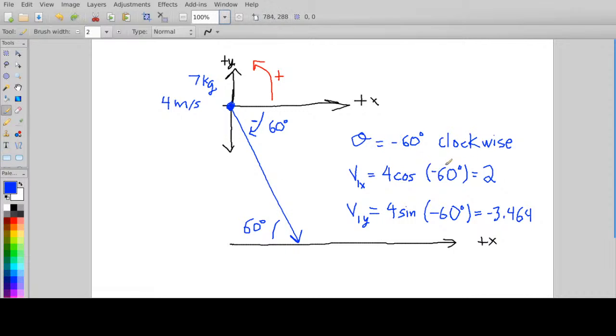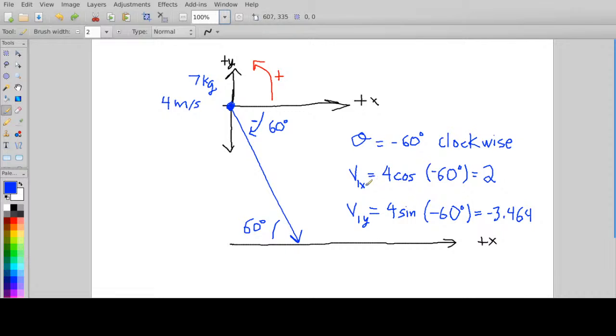So the angle that I'm going to use when I do my sine and cosine is actually going to be negative 60, not positive 60. If that's confusing, I could try to explain this in a different way, but there it is. That's how that works.